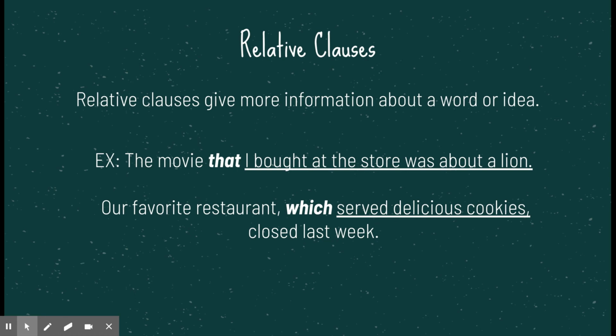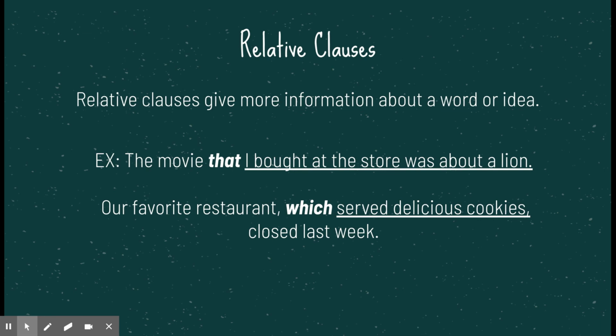So here's an example of a relative clause with the relative pronoun. The movie that I bought at the store was about a lion. A relative pronoun in this sentence would be the word that. And our relative clause would be I bought at the store was about a lion. Because they're telling us what kind of movie they bought, right? It gives us more information about the movie she got. So our relative pronoun would be that, and our relative clause would be the ones underlined: I bought at the store was about a lion.